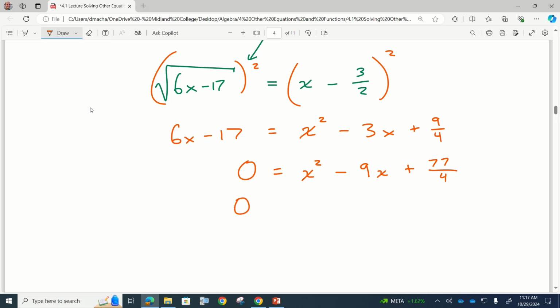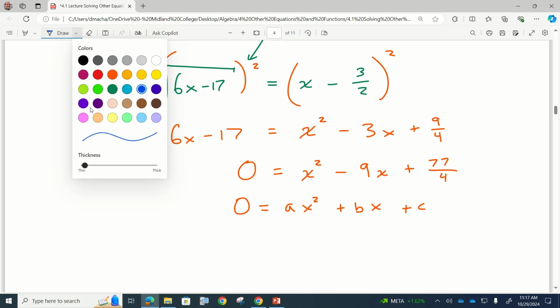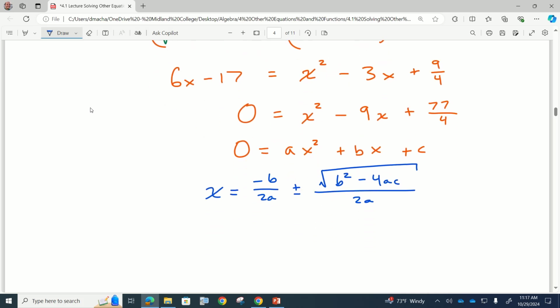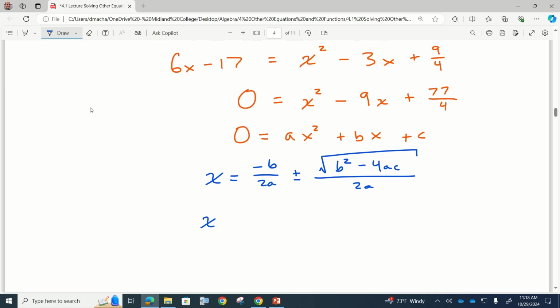Quadratic formula might be the simpler way to think about this, right? And so we've got something that looks like this, and that means my solutions are going to be negative b over 2a plus or minus the square root of b squared minus 4ac divided by 2a. So negative b means negative negative 9, which is positive 9. A is just 1, so that's 9 halves.